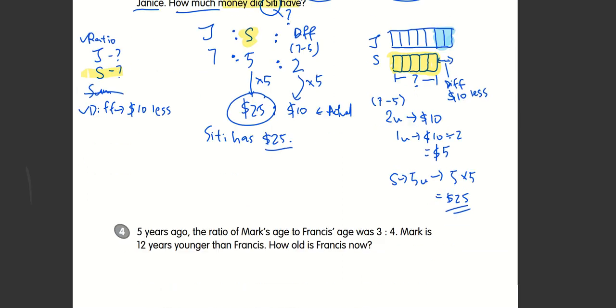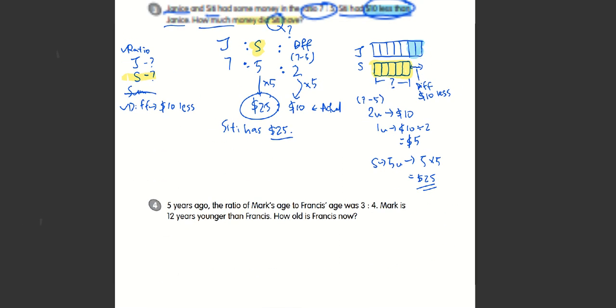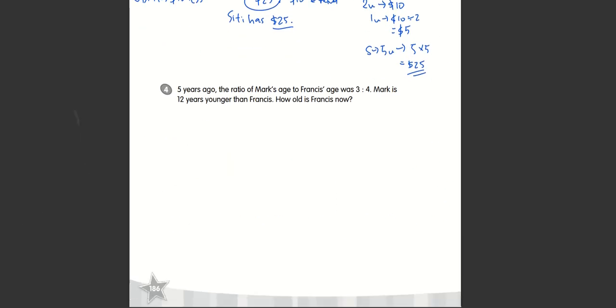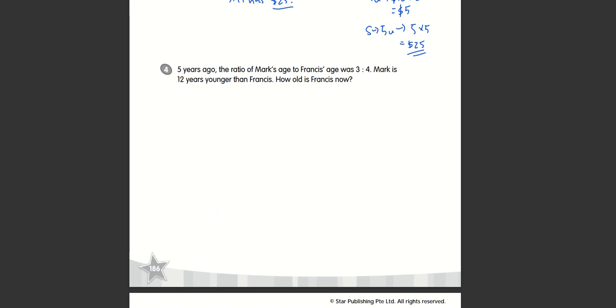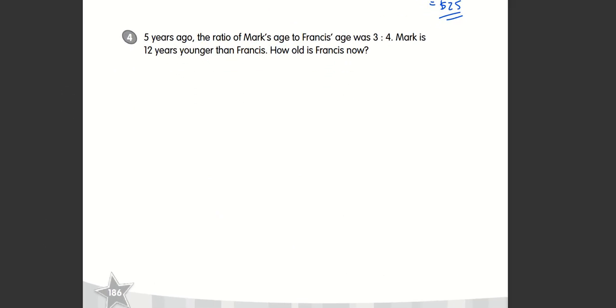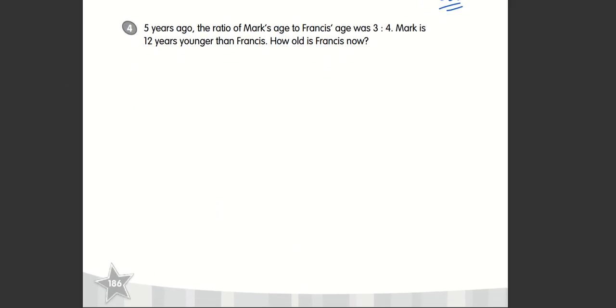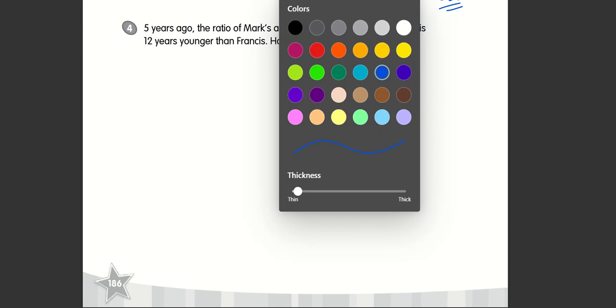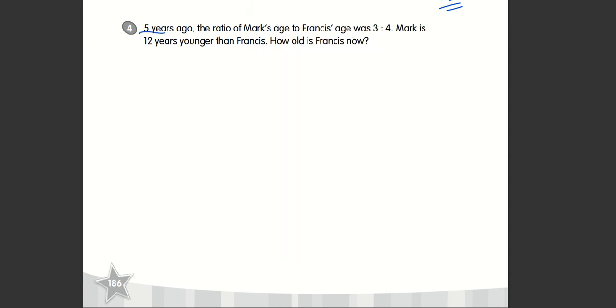Okay, so this is ratio word problems. We are on the level 2 word problems, looking at the next question on page 186 of our 5A workbook, Mark's age to Francis' age. Okay, so over here, let's continue with our annotations. 5 years ago, the ratio of Mark's age to Francis' age was 3:4. So I've got the ratio that's given.